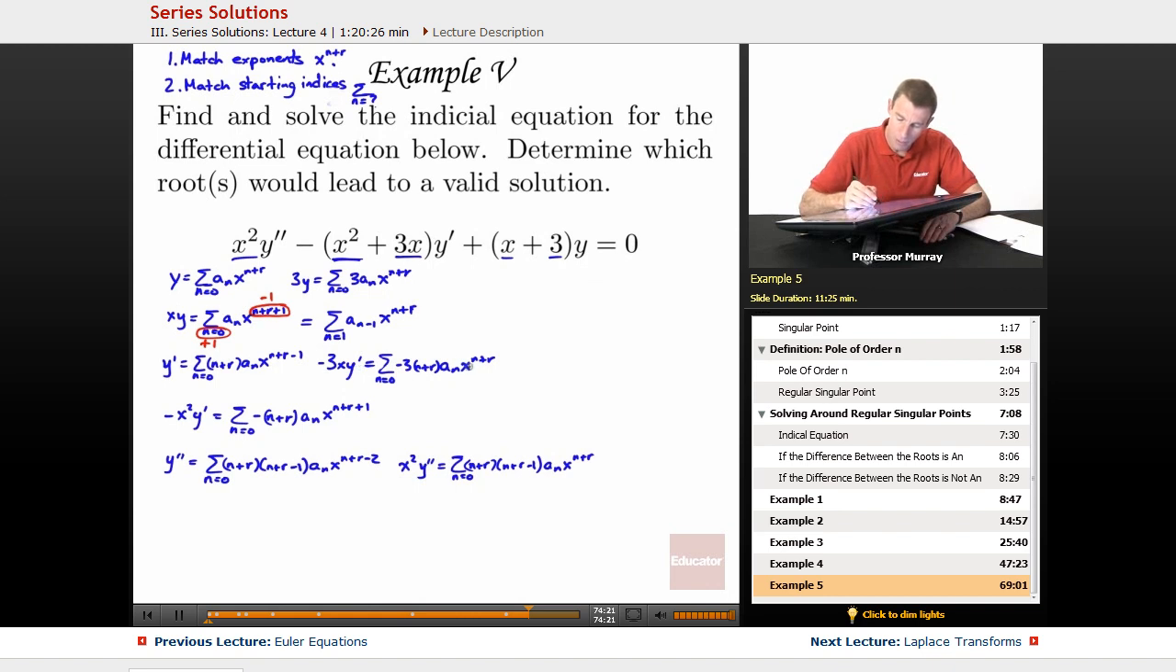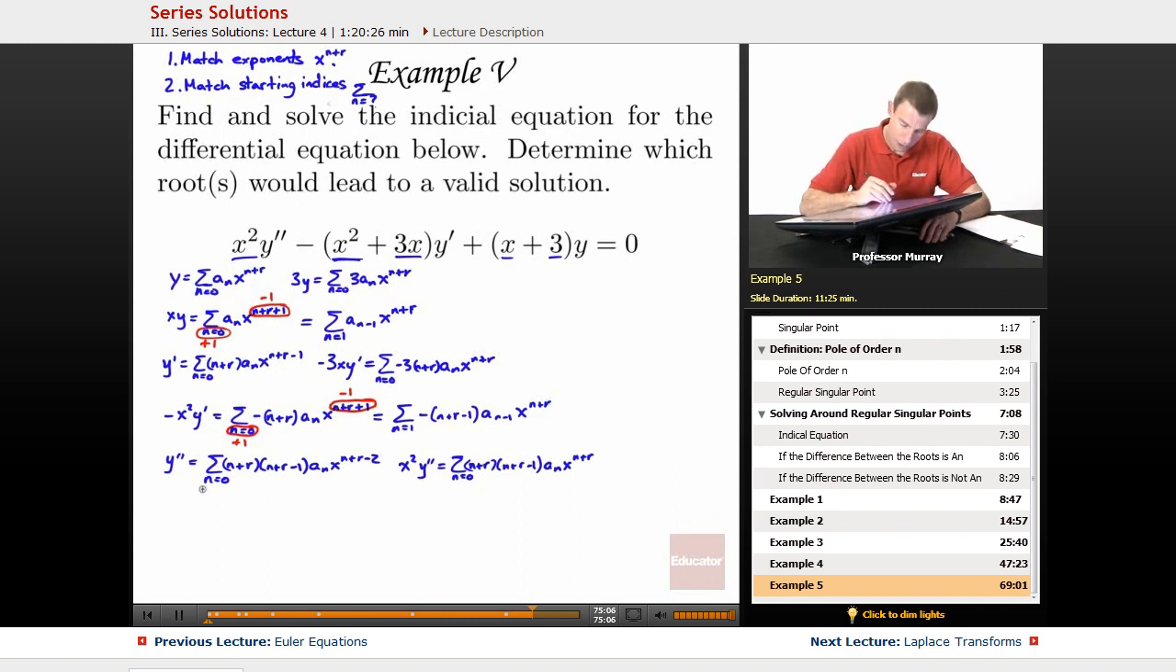And now let's look at y. My 3x y prime looks pretty good. I've got x to the n plus r there. That's looking good. But my x squared y prime has an x to the n plus r plus 1. So I've got to fix that one. Fix it the same way. I want to lower that n by 1, which means I have to raise the starting index by 1. So let me go ahead and do that. I have the sum at n equals 1. Now I've got to lower all of these n's, so n plus r minus 1, a_(n minus 1), and now I can lower the exponent, x to the n plus r.